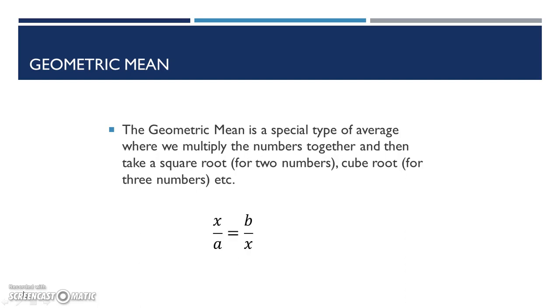So the idea is it's going to look like this, a proportion where the variable repeats in the top left, bottom right. It's either the extremes or the means. But you'll get x squared equals a times b. Essentially, you just multiply the numbers together and then take the square root of the multiplied numbers.